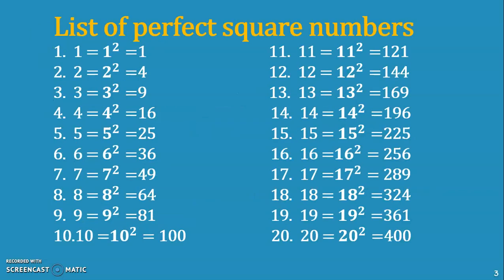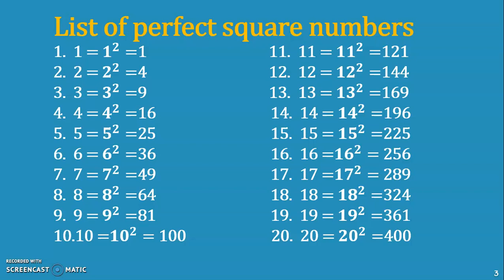Meron tayong list of perfect square numbers. Ito itong mga ilan-ilan lang na mga perfect square numbers. Katulad ng 1. 1 is a perfect square dahil 1 squared or 1 times 1 is equal to 1. 4 is a perfect square dahil 2 times 2 or 2 squared is equal to 4. Then 9 because 3 times 3 is equal to 9.